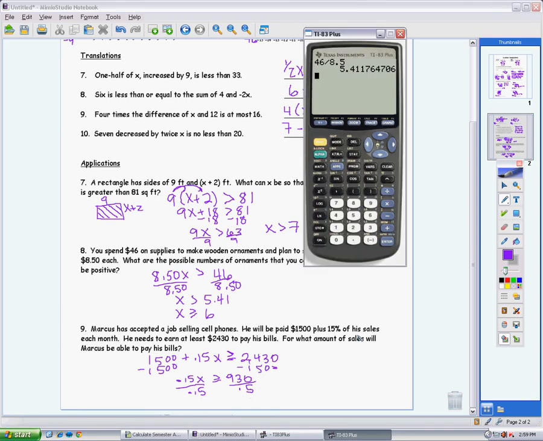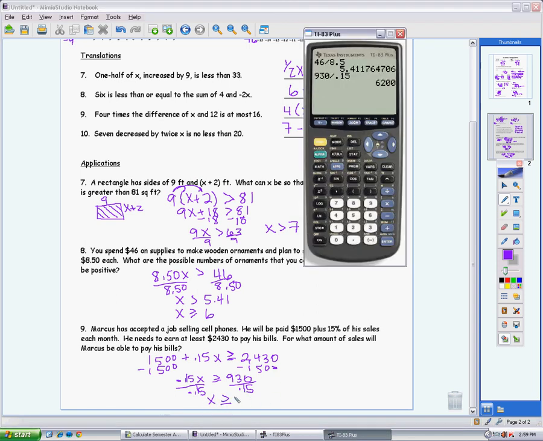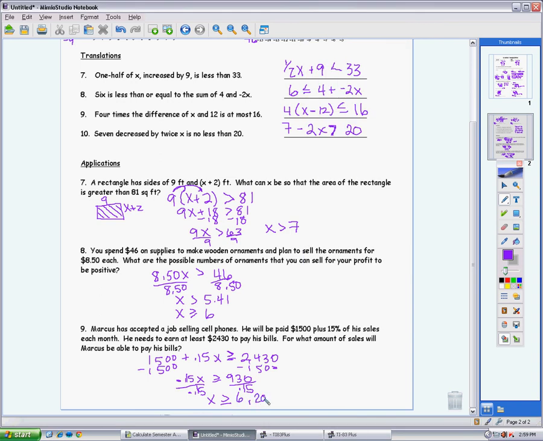I'm going to bring my calculator back up. And so I take 930 and divide it by 0.15 and hit enter. So he needs to sell at least $6,200 worth of merchandise in order to be able to pay his bills.